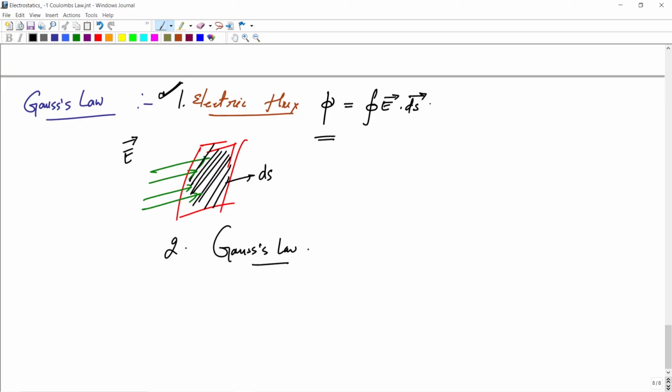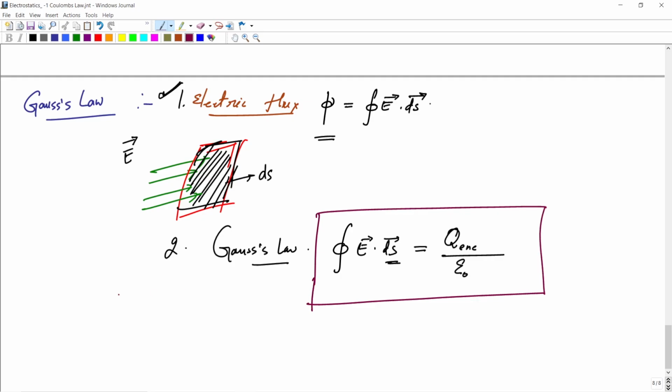How? Here we discuss a surface. This is a closed surface, and this closed surface encloses some charges. The flux phi, which is the closed integral of E dot dS, equals q enclosed by that surface divided by epsilon naught. This is obviously a closed surface, not an open surface. That's Gauss's law, and it's a very important concept.